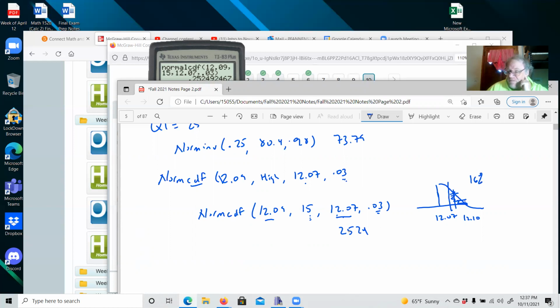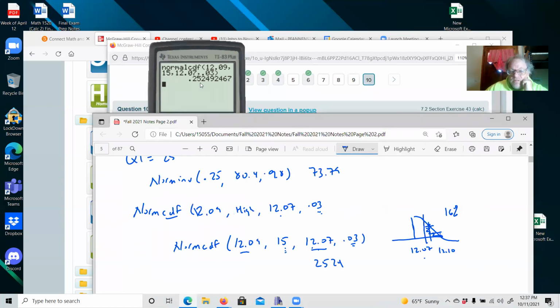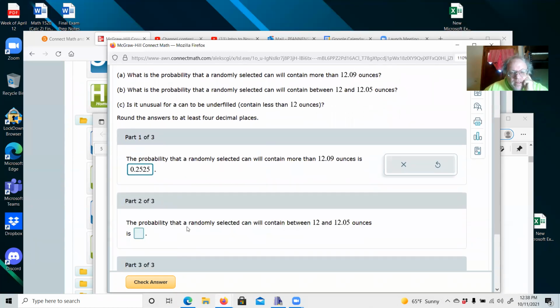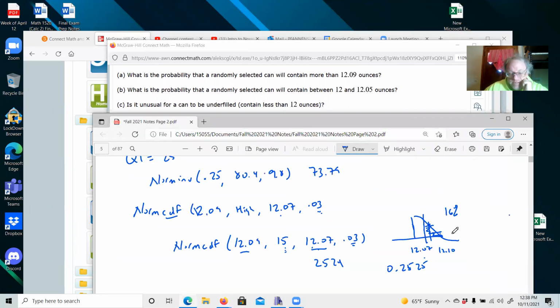So we have some more. Okay, that's where we got 25, and I'm okay. Oh, this is 24, 25. Oh no, 25, 25. Okay, it's a one-hit wonder in the year 25, 25. So this is 0.2525. Okay. Probability that it will contain between 12 and 12.05 ounces.